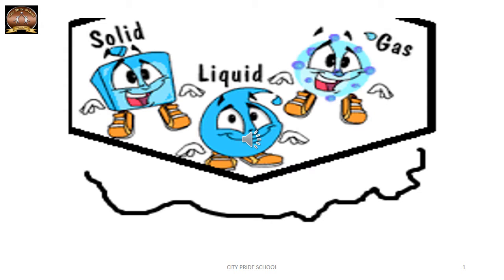Now let's study the new chapter, that is states of matter. Basically we know that all the living things, the non-living things which are around us, they all are made up of matter. So in this chapter, we are going to study what matter is, what it is made up of, which are the different states of matter, and the properties of matter.